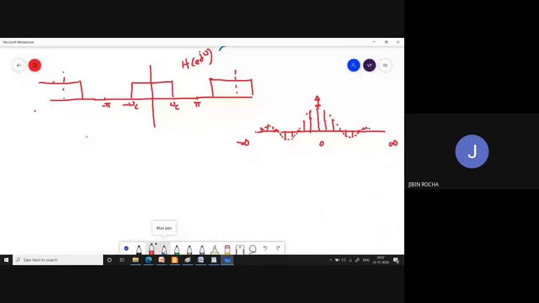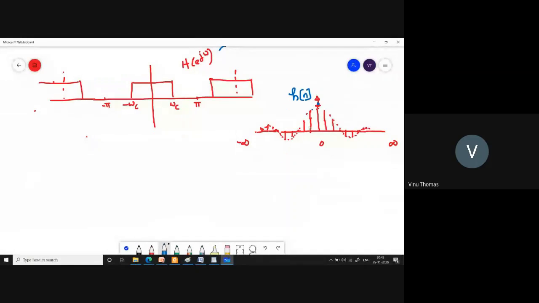To implement, we need to make it causal. This filter is a non-causal filter. So I will now call this signal a non-causal signal. This is your h of n. So h of n is a non-causal signal, which means that my system is a non-causal system. Okay. My system is a non-causal system, right? So that I can agree to.